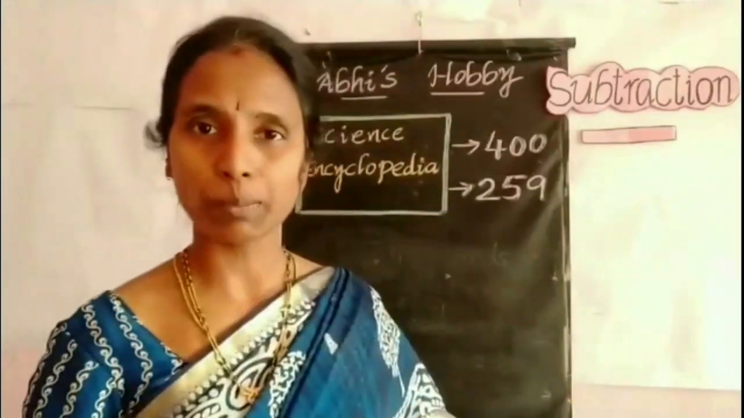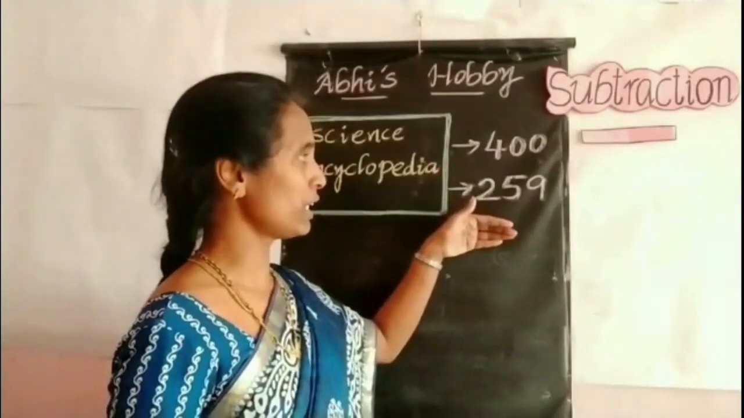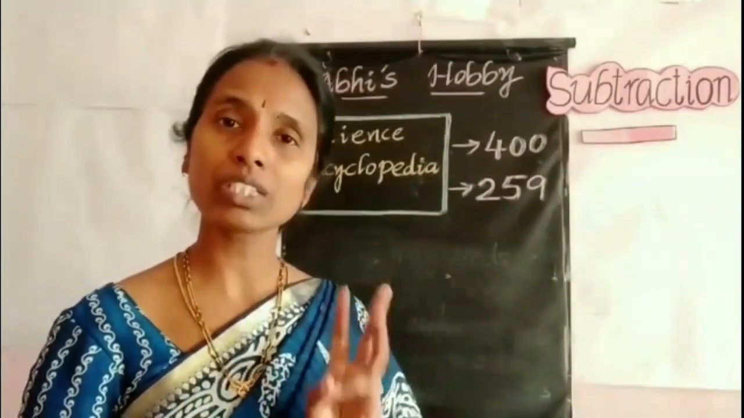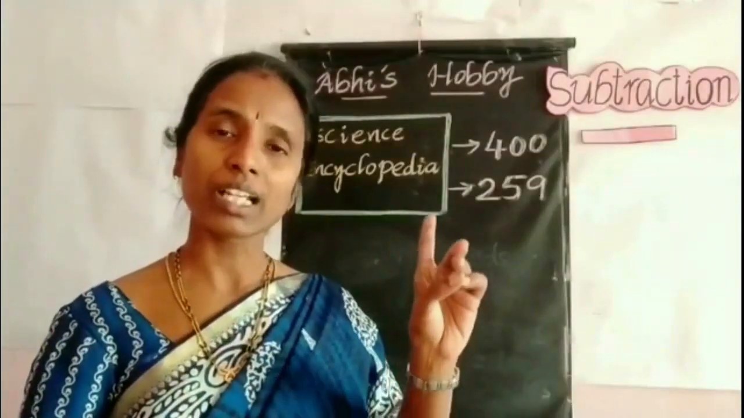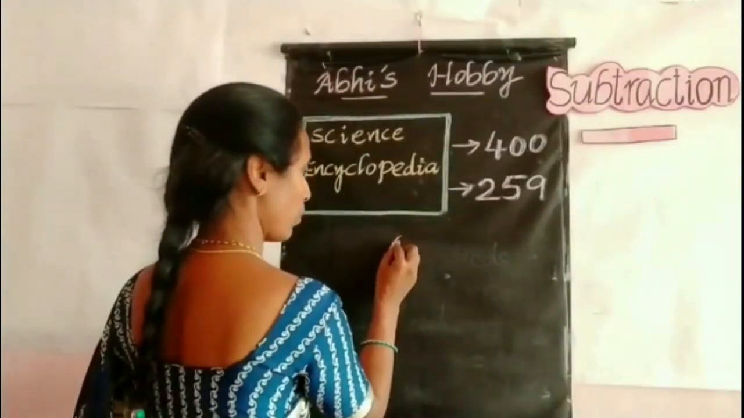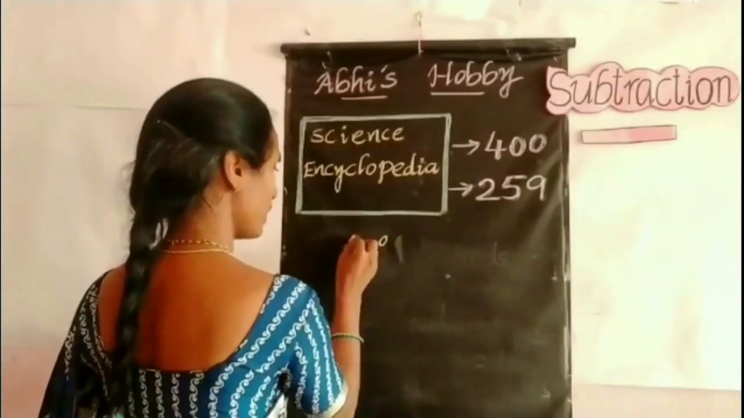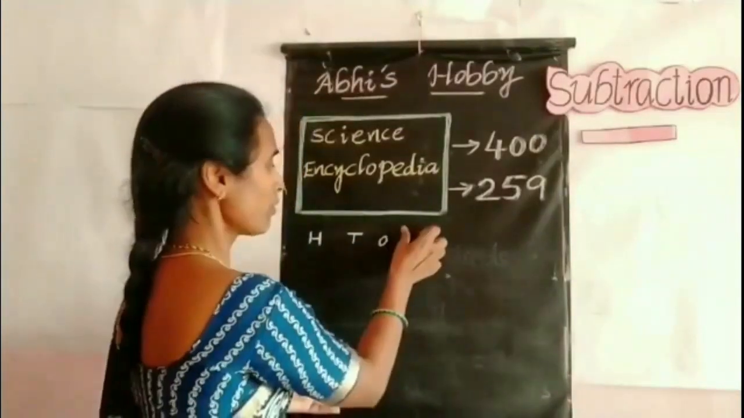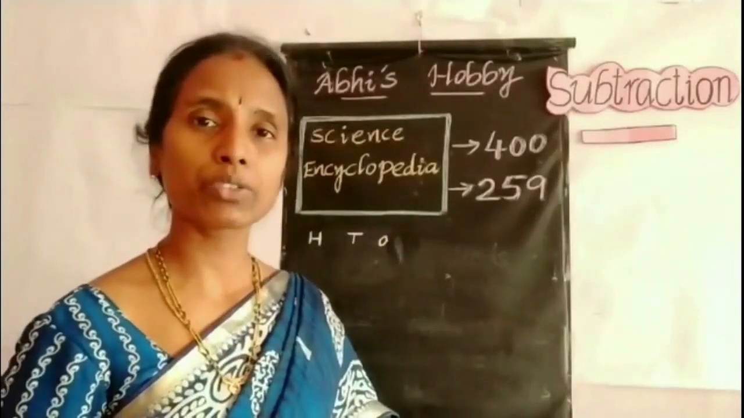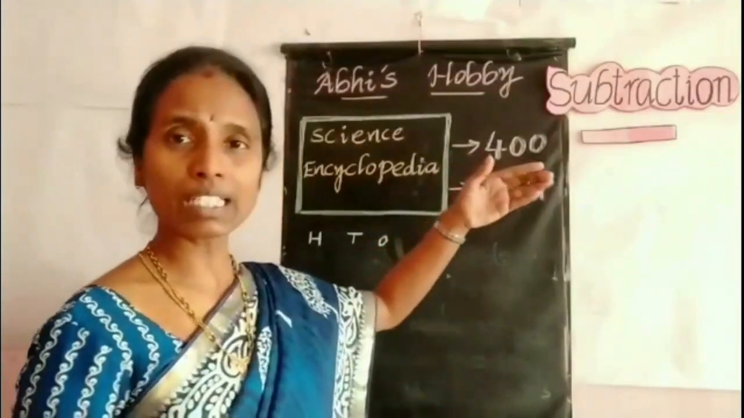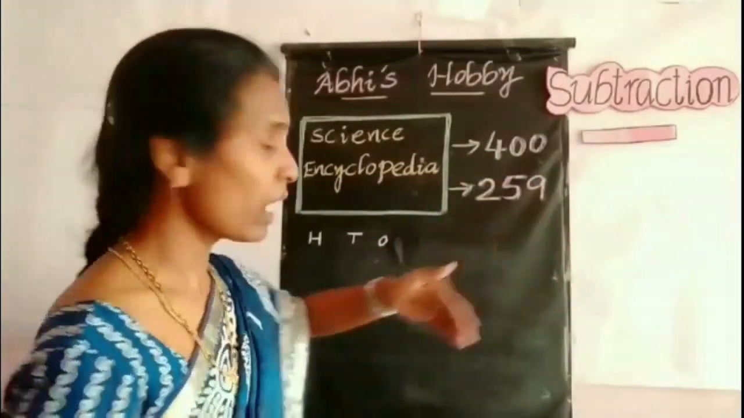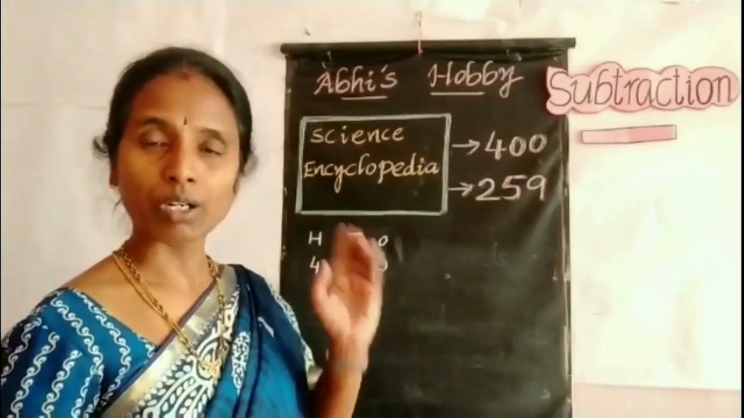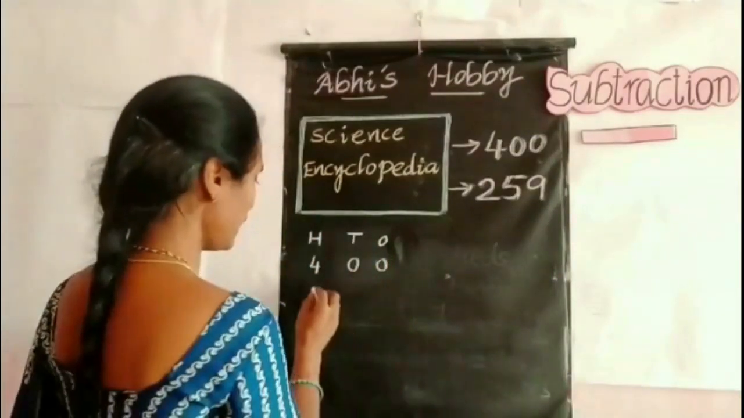Now I am going to explain how to subtract 259 from 400. Before that, as both the numbers have 3 digits, meaning ones, tens, hundreds, let me write the places. Ones, tens, hundreds. Okay, children? Now, which number should I arrange first? As 400 is the total number of pages, I should arrange 400 first. And then the number of pages already read by Abhi, 259.